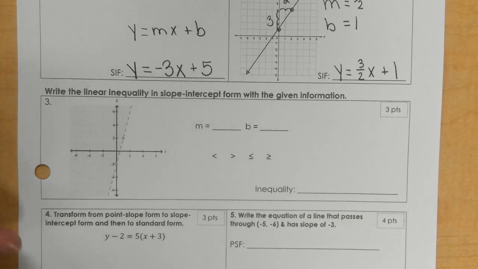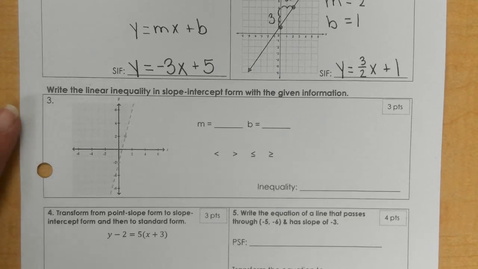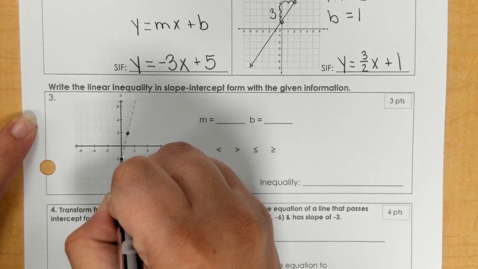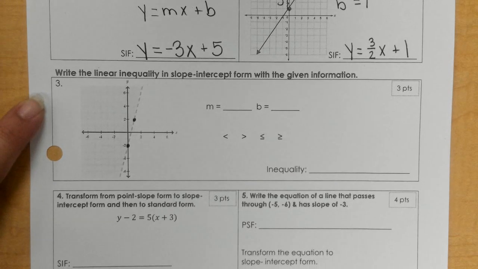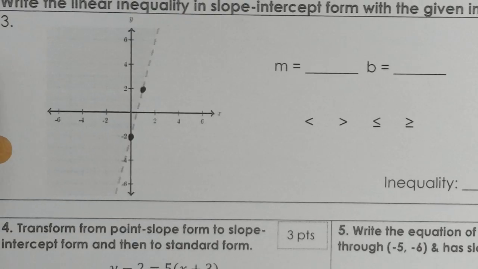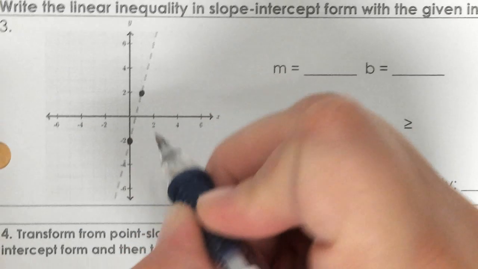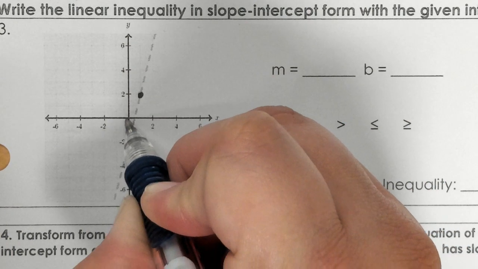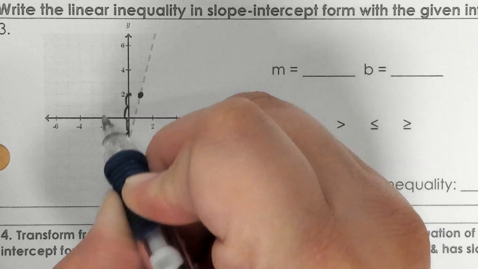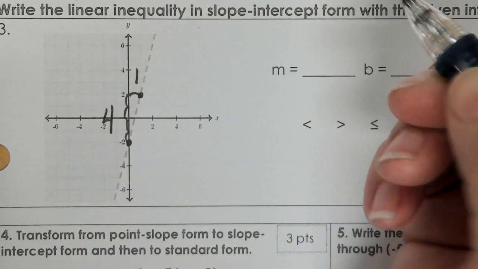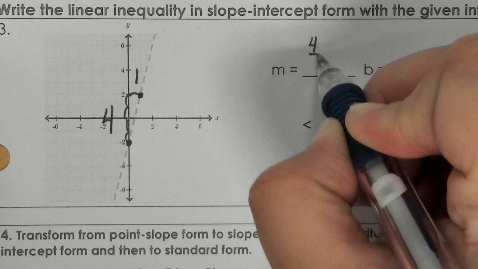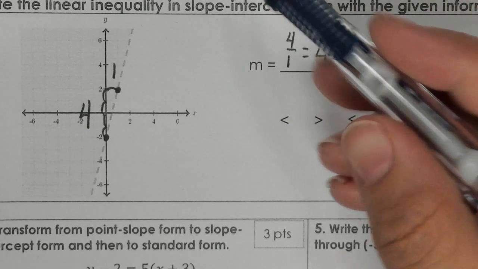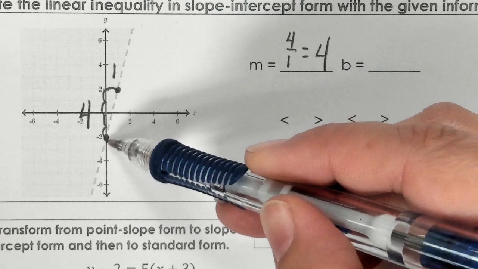Okay, in number 3, you can see the points on here. They are very light in color, but they are here. Alright, so we're going to have to count how many up and over. It is hard to see the lines, but we can do it. So we go up 1, 2, 3, 4. And we go over 1. So our slope is 4 over 1, which is just 4. Okay, and then the line crosses the y-axis at negative 2.